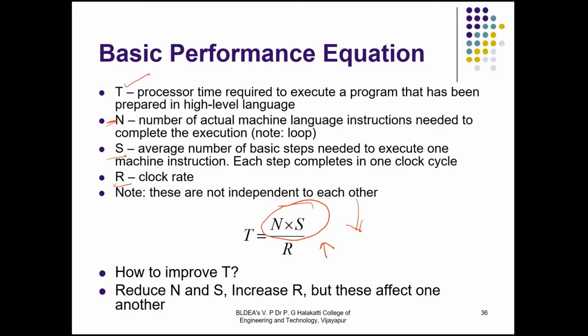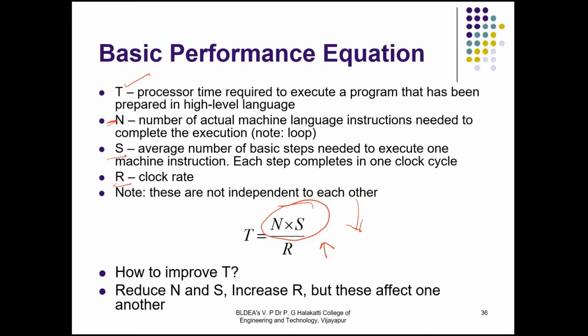The value of S will be reduced if instructions have a smaller number of basic steps to perform, or if execution of instructions is overlapped. Using a high frequency clock can increase the value of R, which means that the time required to complete a basic execution step is reduced. So we must emphasize that N, S and R are not independent parameters. Changing one may affect the other.